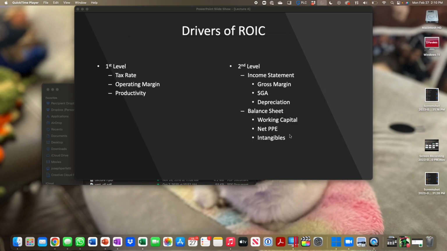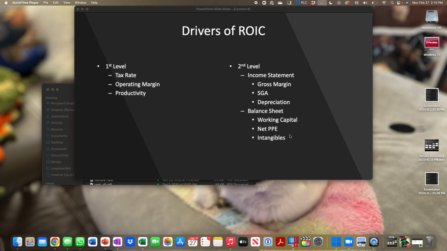So again, operating margin, how much? Productivity or efficiency, how often, or how much do I have to spend to generate sales? Okay, so those are the second and third drivers. So tax rate, operating margin, productivity. Okay, productivity typically comes from the balance sheet. Operating margin comes from the income statement.